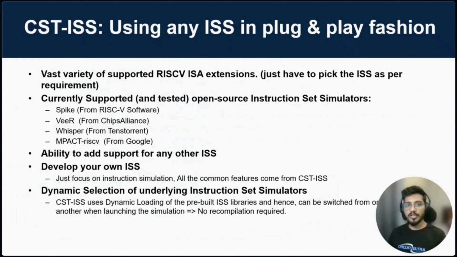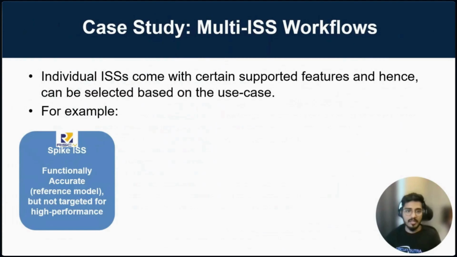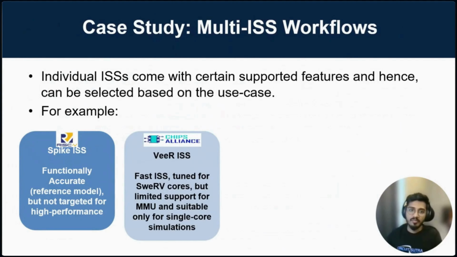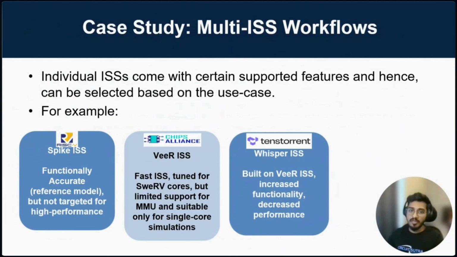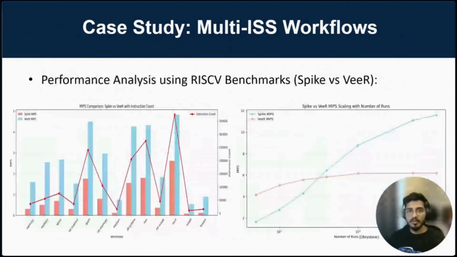For developers, we only need to focus on the simulation. All the other functionalities come from CST-ISS. Dynamic selection of ISS means no recompilation required. Individual ISSs have their own pros and cons and can be selected based on the use case. For example, Spike is functionally accurate but not high performance. Veer is high performance but has limited functionality. Whisper is improved Veer but again with decreased performance. And then Imperas RISC-V is a highly configurable research framework from Google.